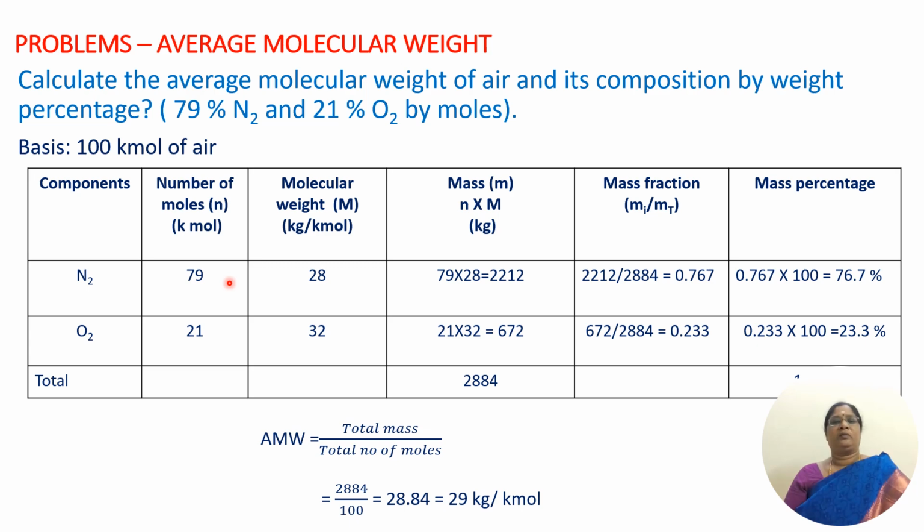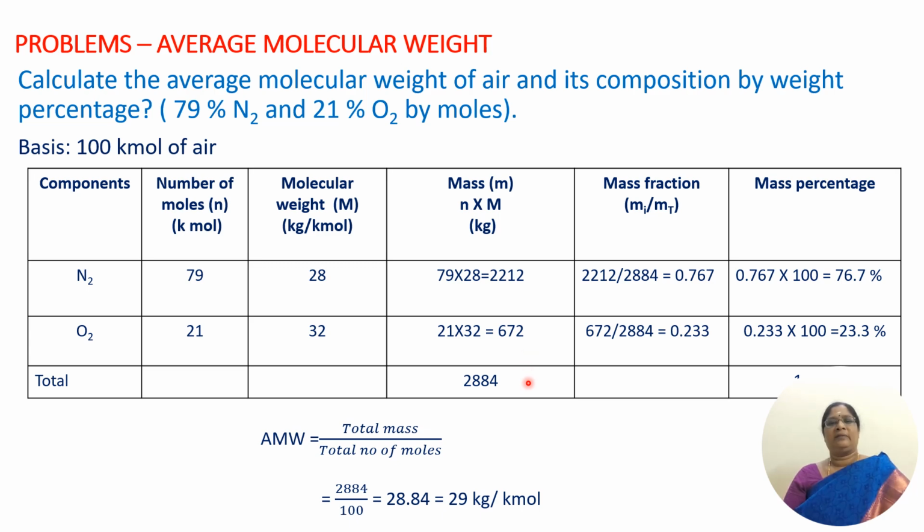Then we should write down the molecular weight of nitrogen and oxygen. The molecular weight of nitrogen is 28 and the molecular weight of oxygen is 32. Then by using the formula mass is equal to number of moles into molecular weight, we can calculate the mass of nitrogen and oxygen. For nitrogen, the number of moles is 79 and the molecular weight is 28. Thus, 79 into 28 will give you 2212. Similarly, for oxygen, 21 into 32 is 672. Then make the total, that is 2212 plus 672 is 2884.